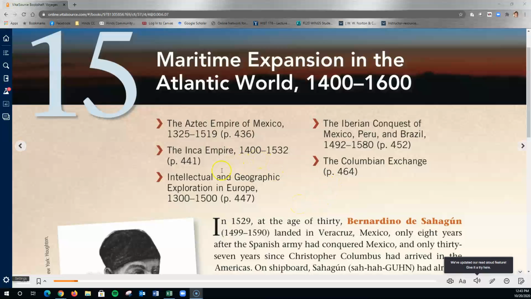Then you'll switch over and start taking a look at what's going on in Europe, and eventually place the Spanish and the Portuguese here in the New World, and finish up talking about things like the Columbian Exchange, which is what you'll be doing your discussion board about this time. So let's take a look at some of the highlights of this chapter.